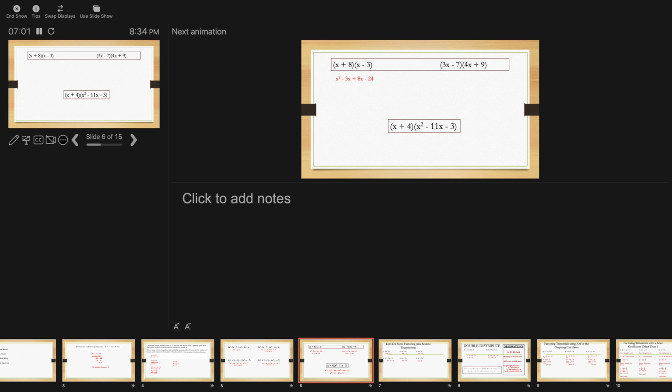Okay, so x plus 8 times x minus 3, distribute the x to both, that's x squared minus 3x. Distribute the 8, that's 8x minus 24. And don't forget the middle terms will always be combinable. X squared plus 5x minus 24.